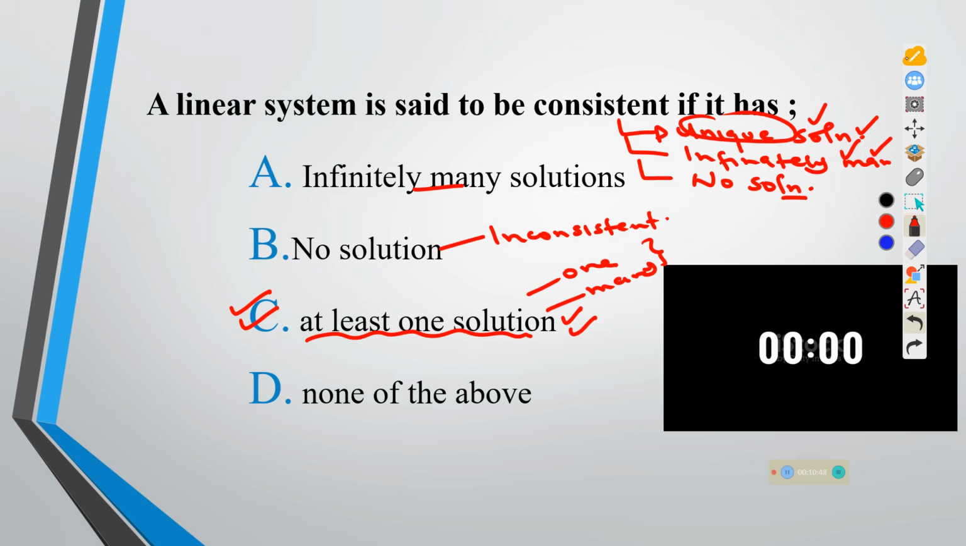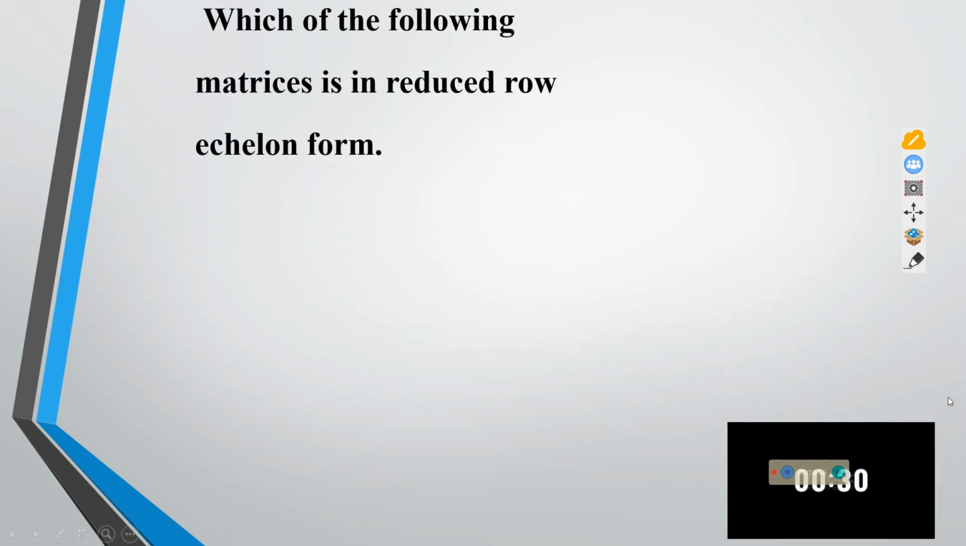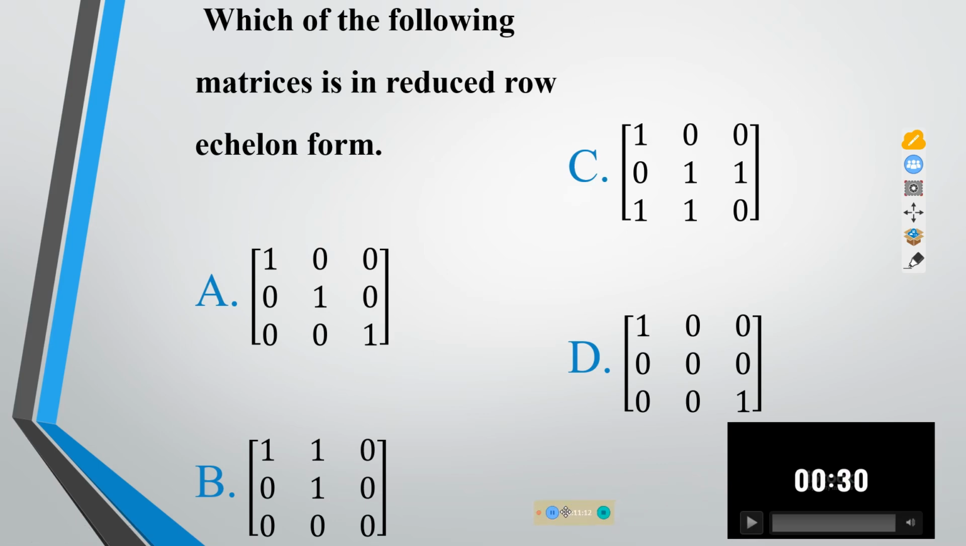So we look at the next question. In our next question, we are given: which of the following matrices is in reduced row echelon form? And here are the options. So let us look at the answer for that case. Think about the answer within the 30 seconds first. Then we look at the required answer.